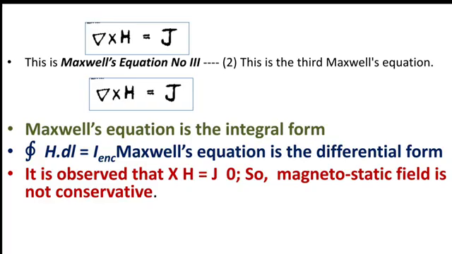This is Maxwell's equation number 3, the third Maxwell's equation. Del cross H is equal to J. This is Maxwell's equation in differential form. Closed integral H dot dl is equal to I enclosed is Maxwell's equation in integral form. So what have we observed here? It is observed that del cross H is equal to J, and it is not equal to 0. So the magnetostatic field is not conservative. That is the conclusion.